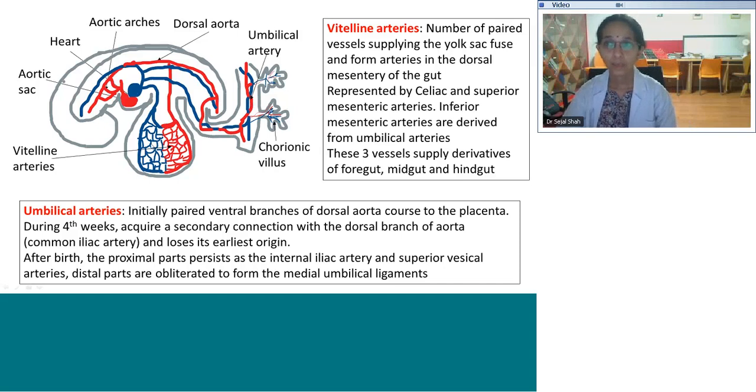Whereas the vitelline arteries, you have these as paired vessels again which supply blood to the yolk sac. They fuse and form the arteries of the gut. That's the celiac, superior mesenteric and inferior mesenteric. But celiac and superior mesenteric are derived from the vitelline arteries. The inferior mesenteric is derived from the umbilical artery. And these are the 3 main vessels which supply the foregut, midgut and hindgut respectively.